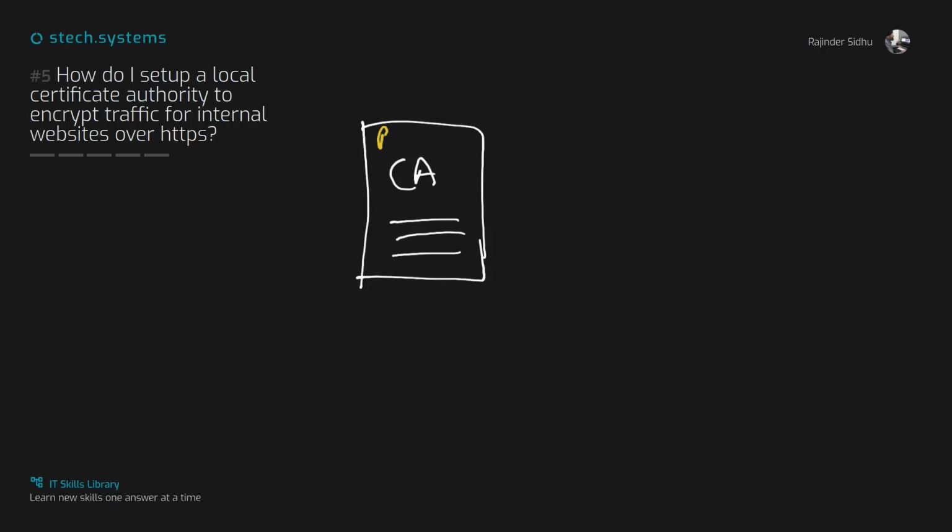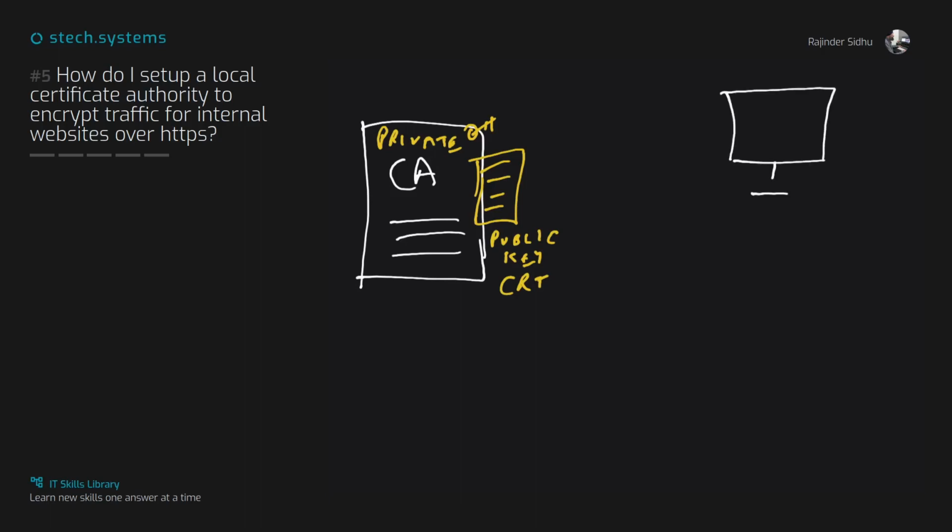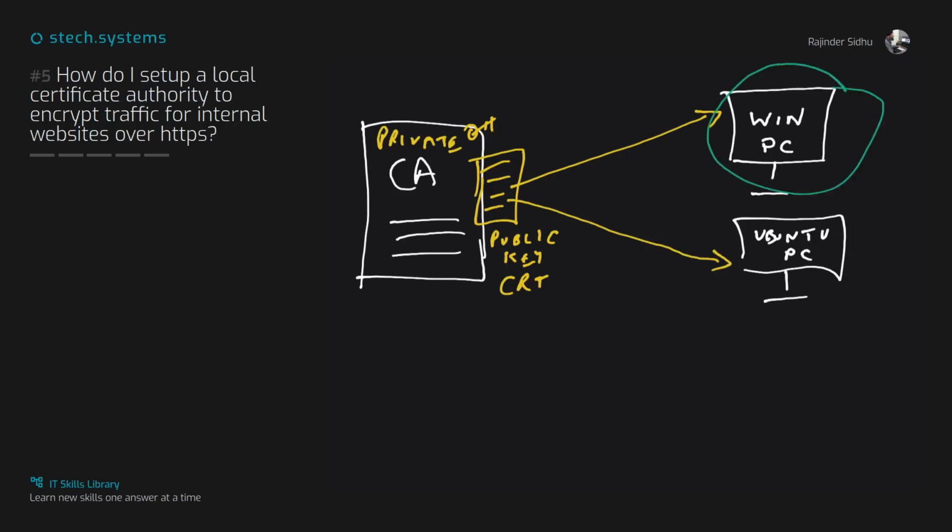The plan is to set up a local certificate authority which has its own private and public keys for encryption. The public key is in the form of a certificate that is copied to our clients, which means they can now trust our local CA.